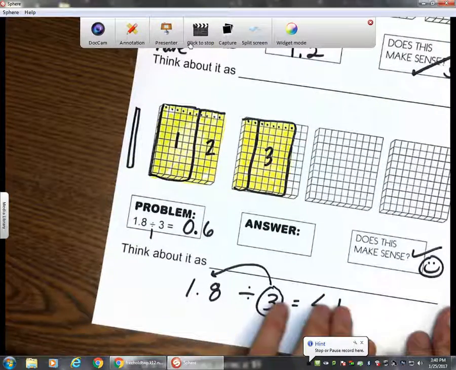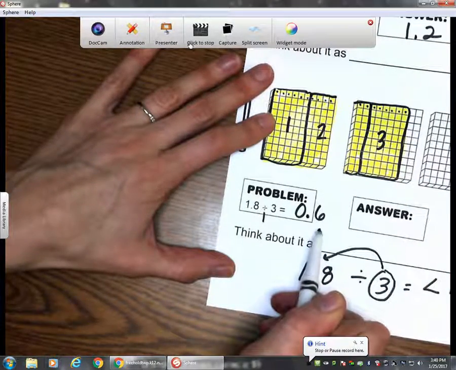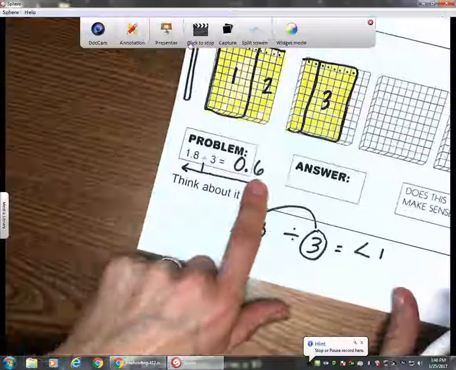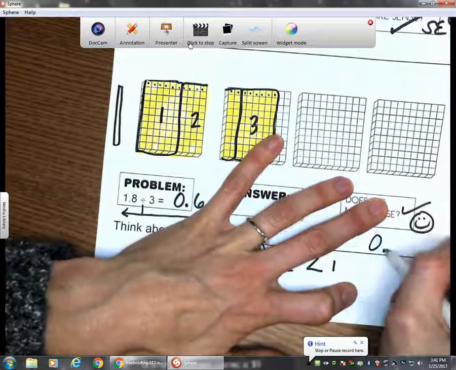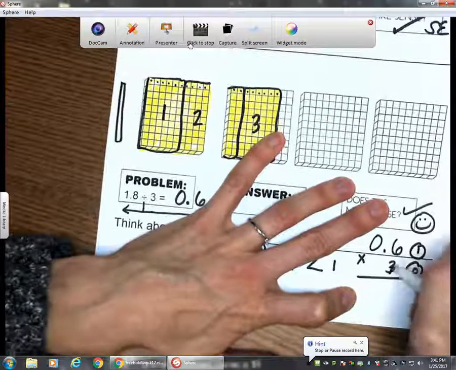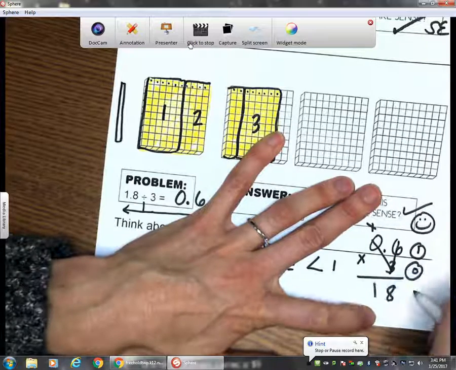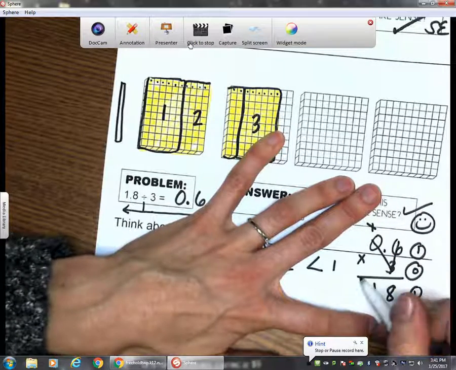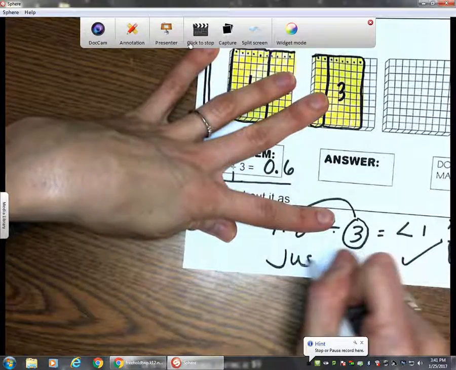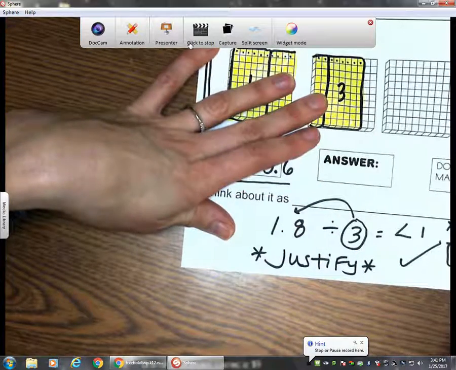What's another way? Guys, I can also check my work using multiplication, right? 6/10 times 3 better equal 1 and 8/10. I'm using the inverse operation. 6/10 times 3. 3 times 6 is 18. 3 times 0 is 0, plus 1 is 1, and 1 place after that decimal better equal 1 and 8/10, and it does. So that is a way to check or justify, we're going to use that word tomorrow, to justify that your answer is correct.